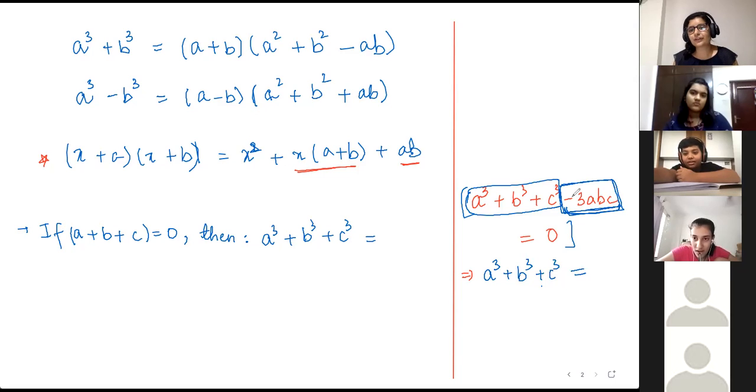So if I take minus 3ABC to the other side, what will it be? Plus 3ABC. Basically, what I got is A cube plus B cube plus C cube will be equal to 3ABC. So that's what this identity says.